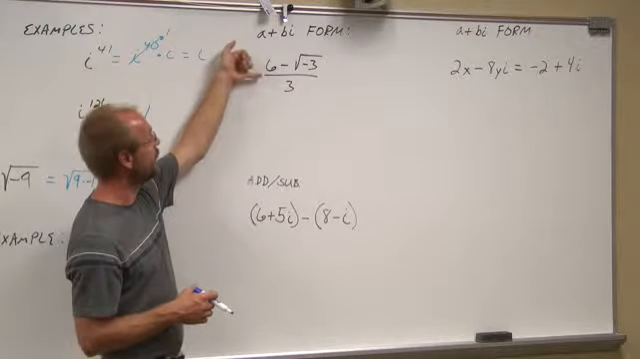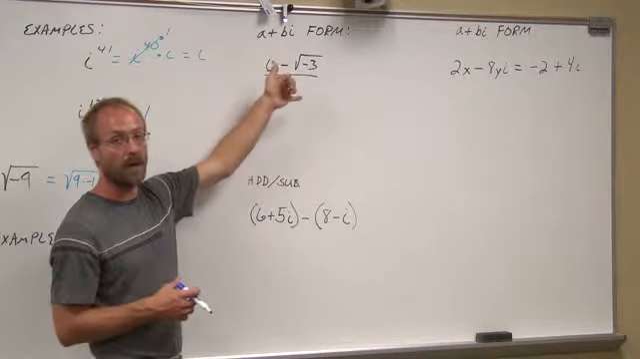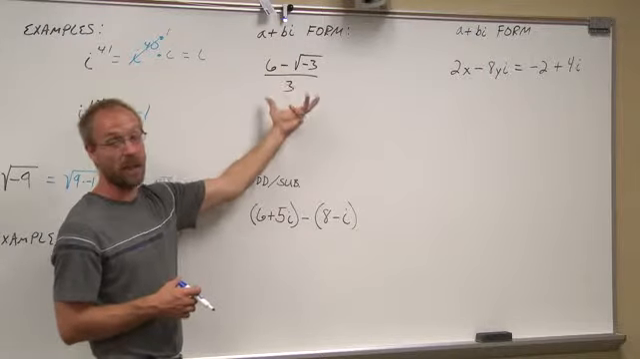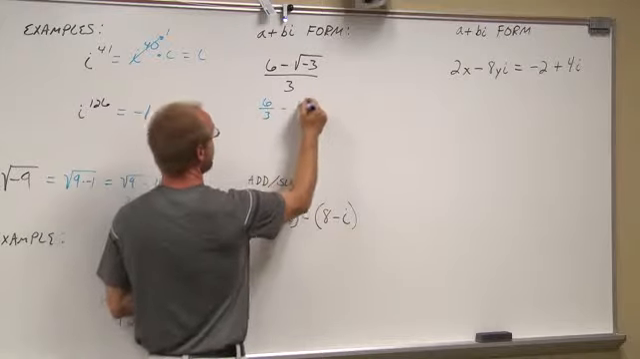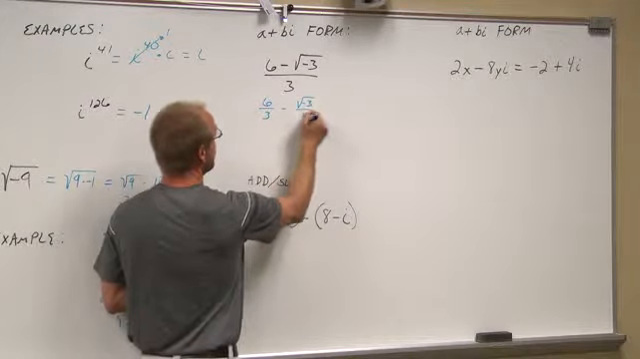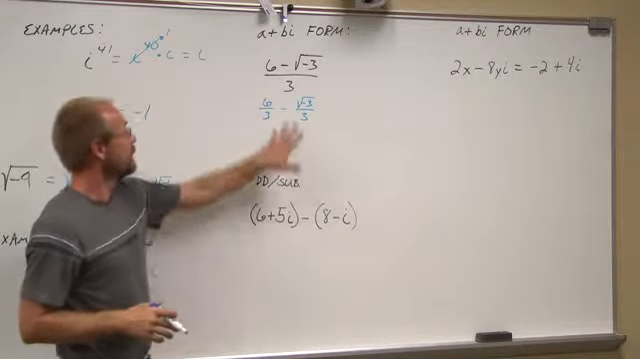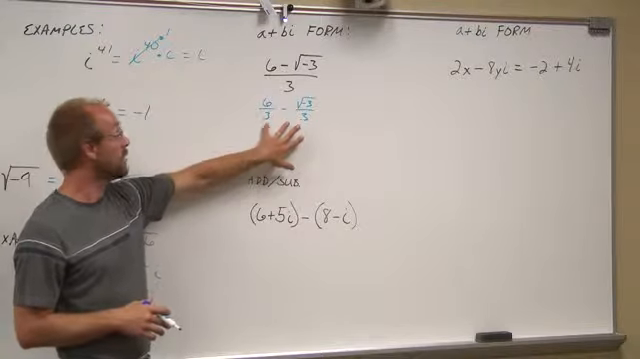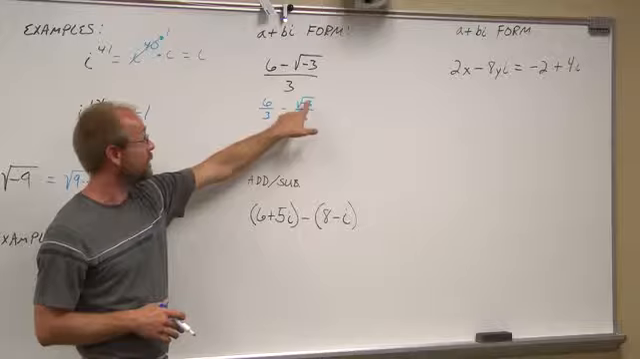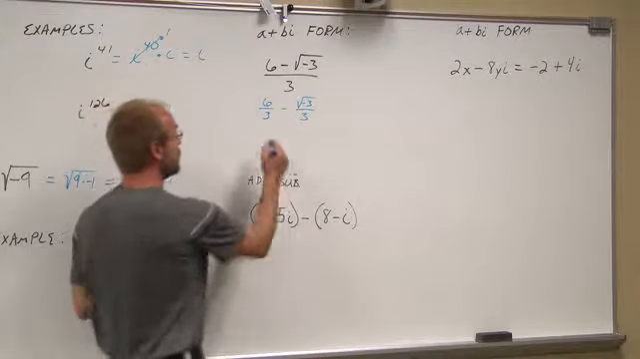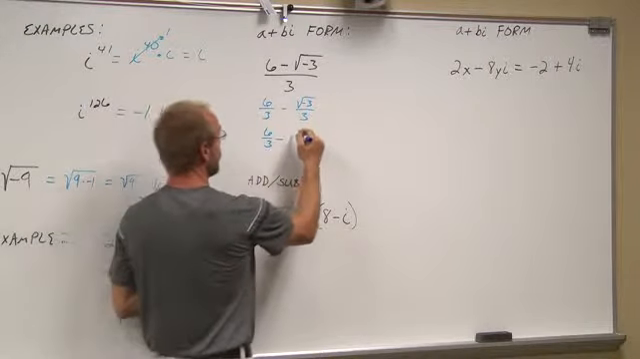Well, one way to do that is to just say, well, I only have one denominator. I can split it up. I can write it as 6 over 3 and negative square root of negative 3 over 3. Now this is my a portion, and this is my bi portion. Well, that square root under the radical, I can just pull it out and call it i.